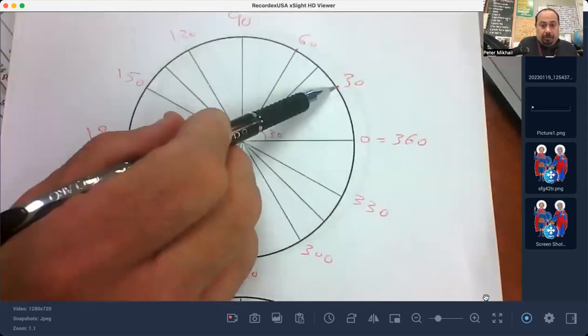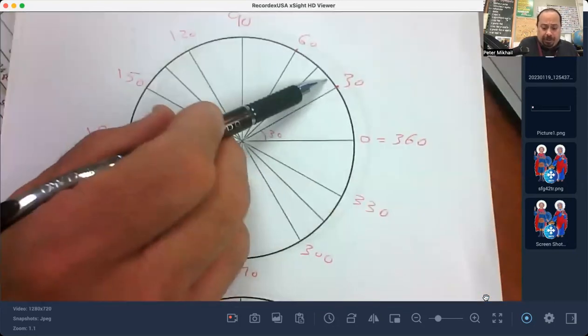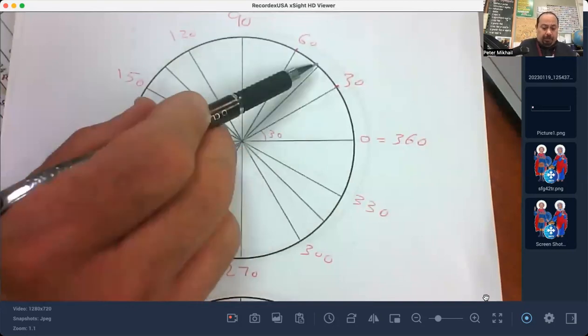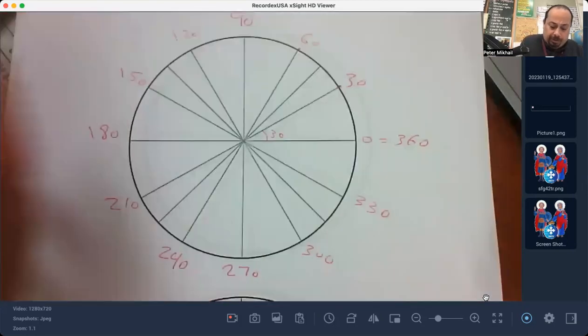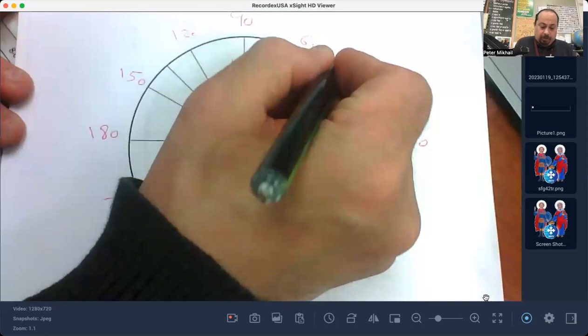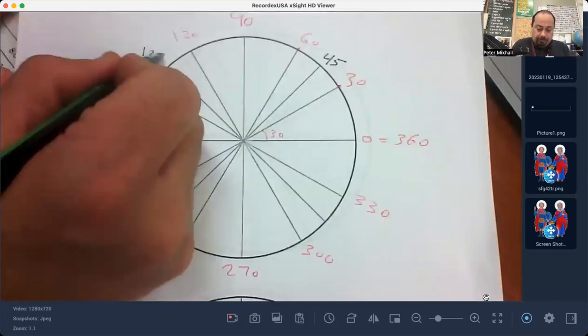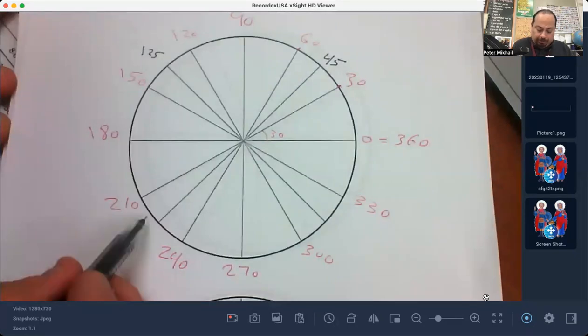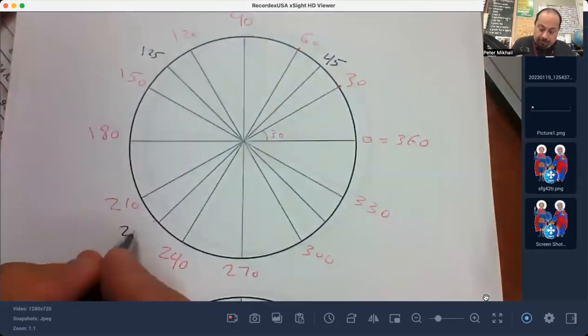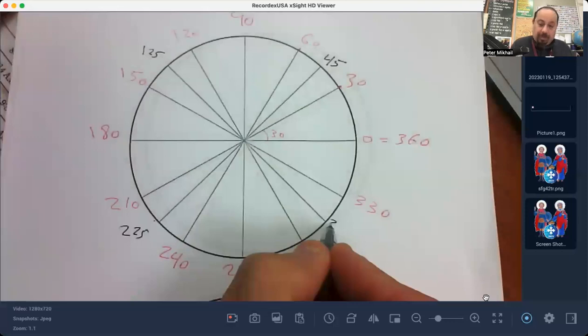Now, every little small gap is 15 degrees. 30 plus 15 is 45. So this one here is 45. 120 plus 15, 135. 210 plus 15, 225, 315.